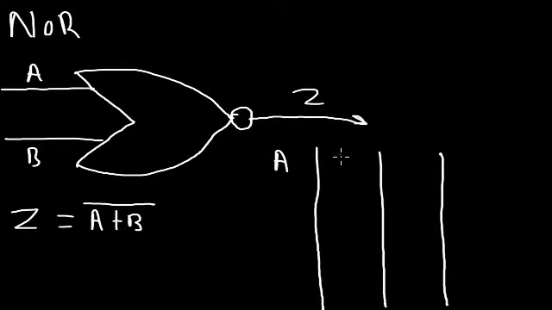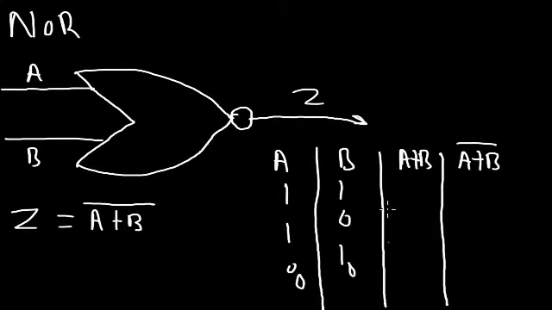So first input, second input, third column, which is A plus B, and the last one, the negation of A plus B, which is the final output. Now, when A is 1, 1, 0, 0, and B is 1, 0, 1, 0. So what will be A plus B? It turns out that according to the OR gate operator, when both inputs are true, then the outcome is going to be true. When either of the inputs is true, the outcome is also going to be true. But it's going to produce a false output only when both the inputs are false. So that's just the basic idea behind the OR gate.